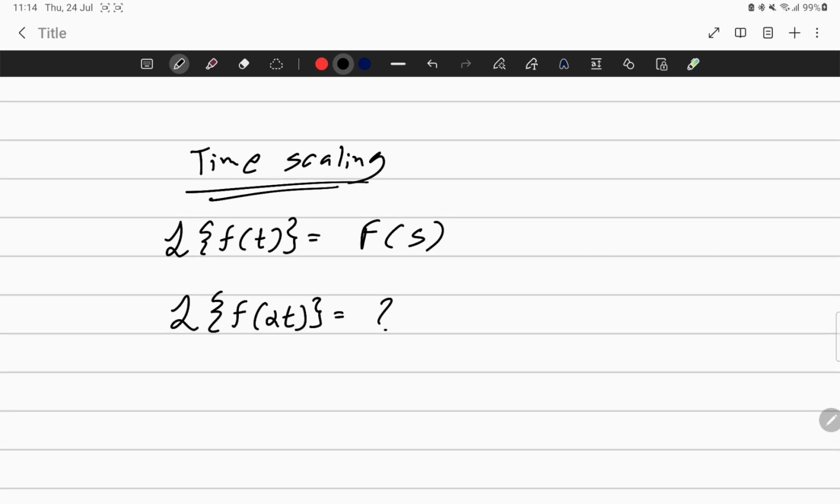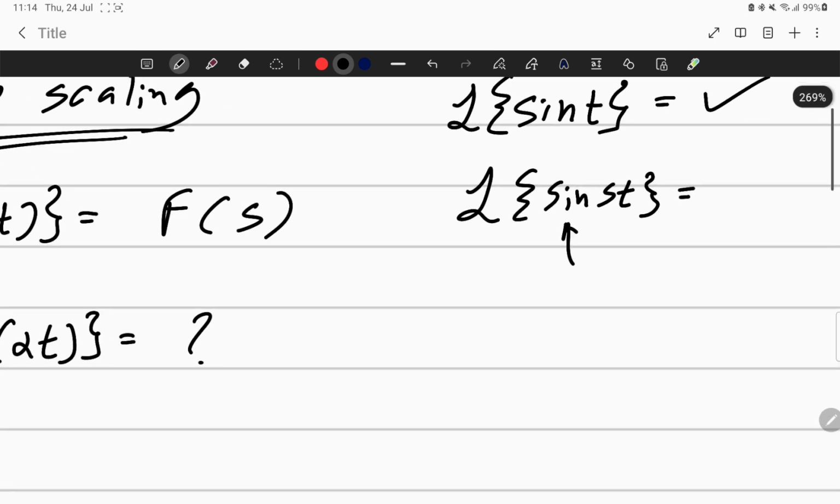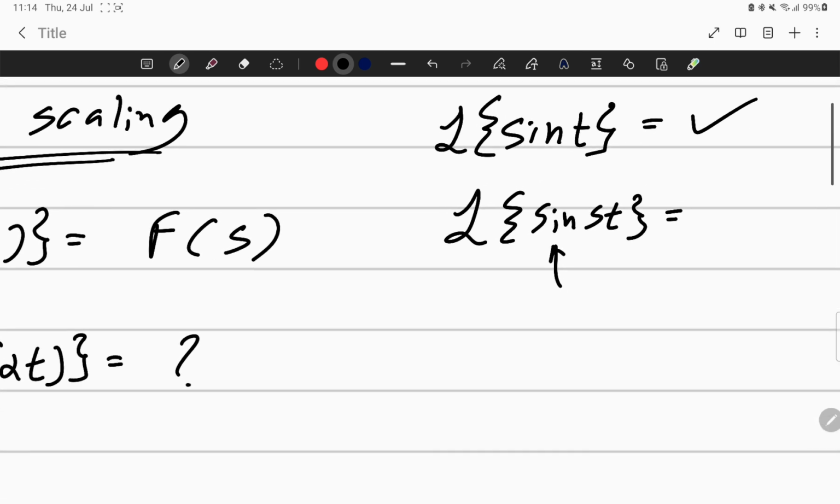Let's say I know the Laplace transformation of sin t, but I don't know what is the Laplace transformation of sin 5t. In the previous videos I proved this for sin 8t. Let's say I don't know sin 5t, or sin 8t, but I know sin t.